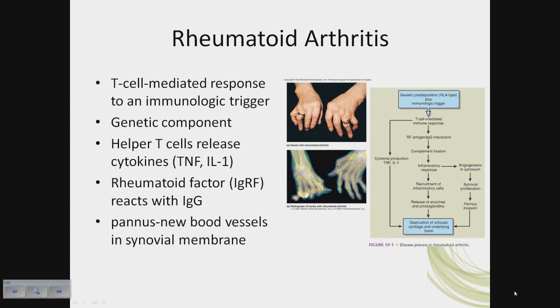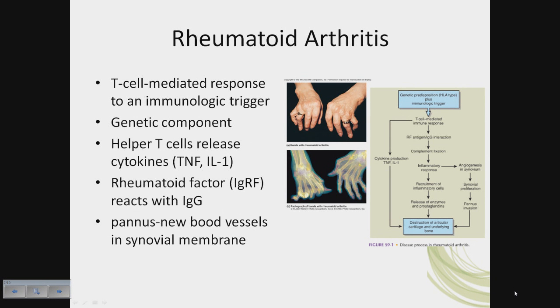This destructive vascular granulation tissue, which is called pannus, extends from the synovium to involve the bare area. I'll remind you, the bare area is a region of unprotected bone at the junction between cartilage and subchondral bone. Pannus is a feature of rheumatoid arthritis that differentiates it from other forms of inflammatory arthritis.